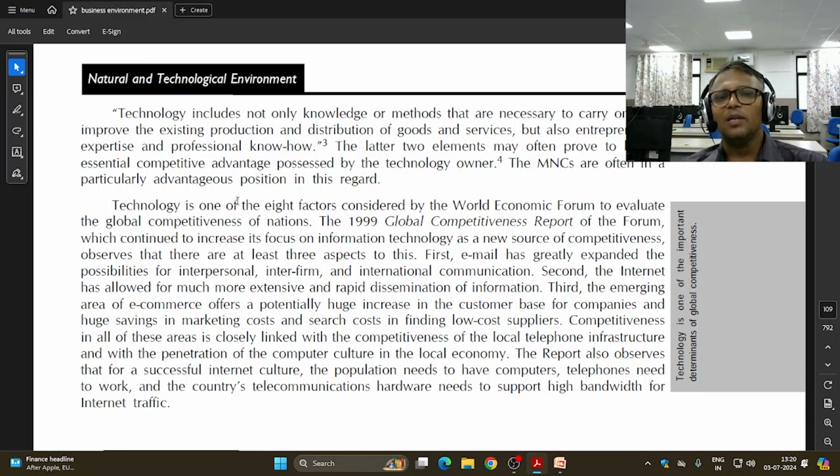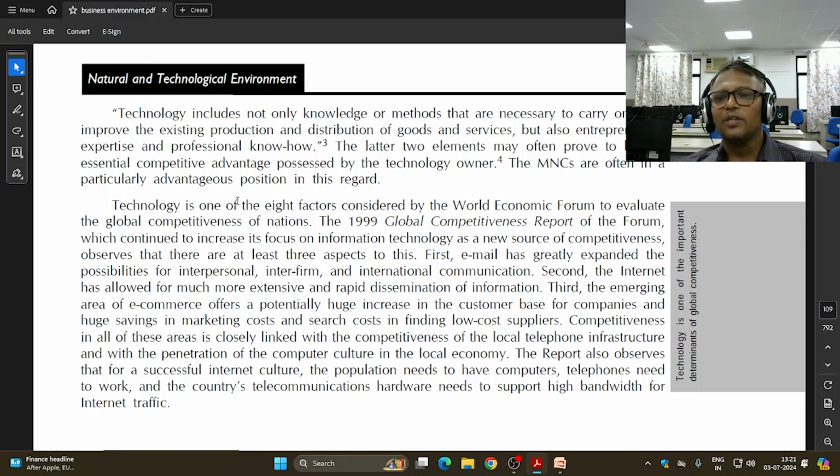The first, email has greatly expanded the possibilities for interpersonal, interfirm, and international communication. Second, the internet has allowed for much more extensive and rapid dissemination of information. Third, the emerging area of e-commerce offers a substantial increase in the consumer base for companies, and huge savings in marketing costs and search costs in finding low-cost suppliers.